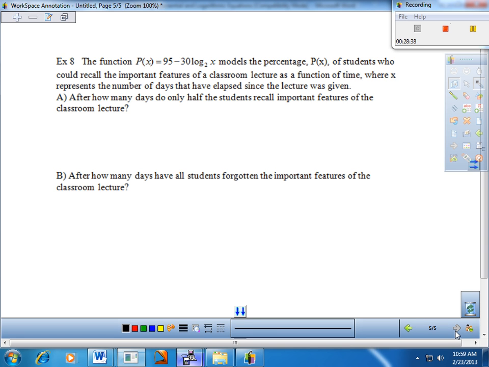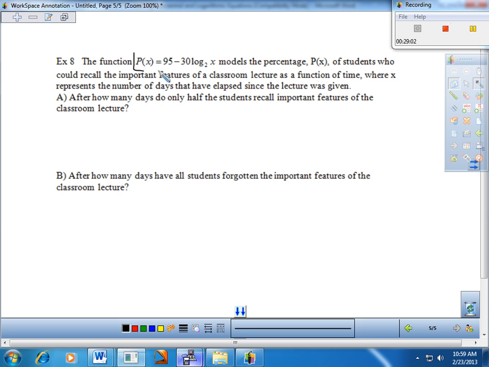So I have a little function here. This is an interesting one. The function models the percentage of students who could recall the important features of a classroom lecture as a function of time, where x represents the number of days that have elapsed since the lecture was given. After how many days do only half the students recall the important features of the classroom lecture?